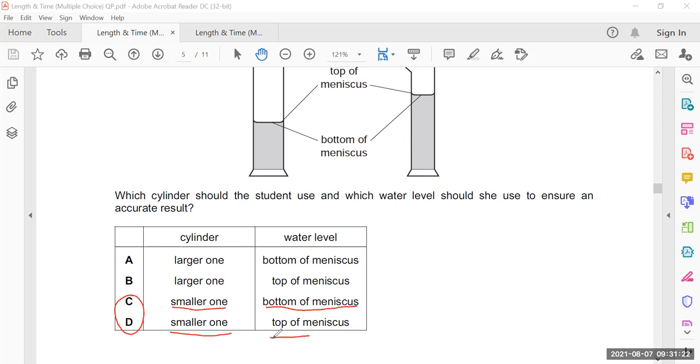Now the cylinder should be the smaller one, but bottom of the meniscus or top of the meniscus? You know that there is a rule to measure the reading in a measuring cylinder: always the lower meniscus is preferred, the bottom one. So the top meniscus is wrong, and option C is the right answer.